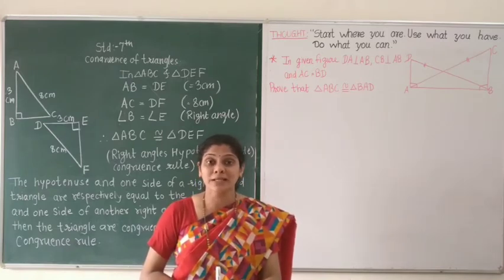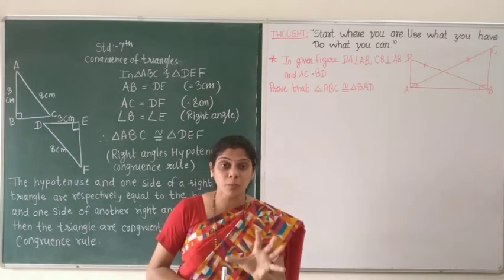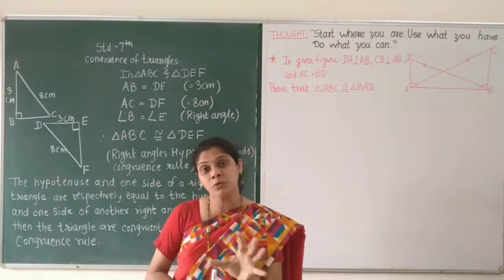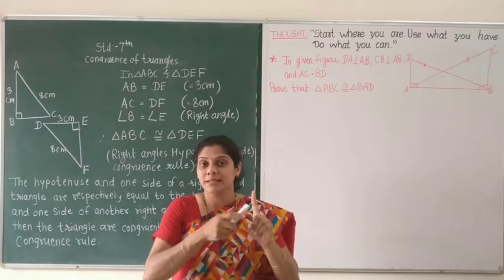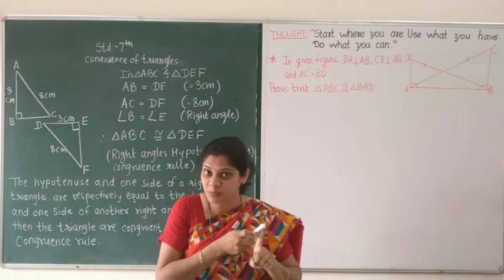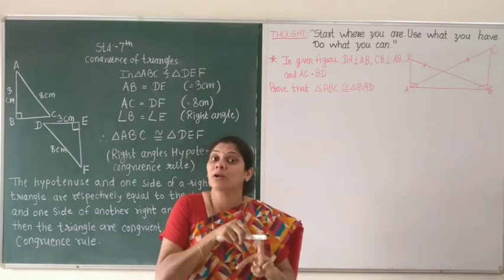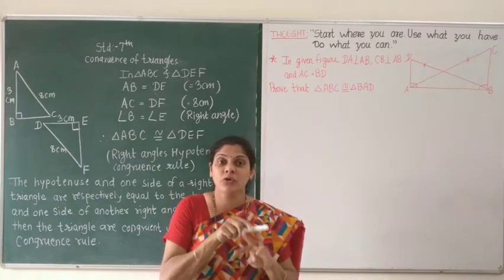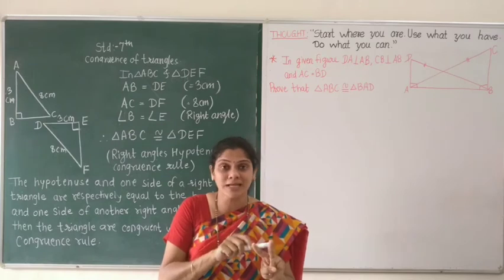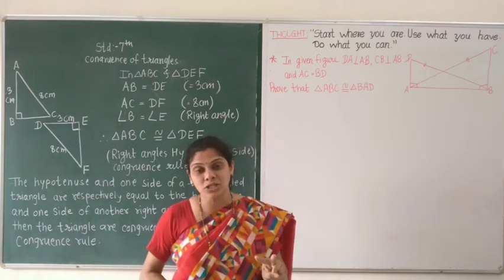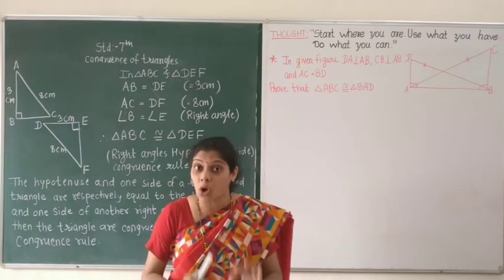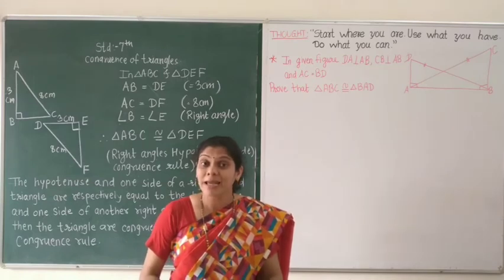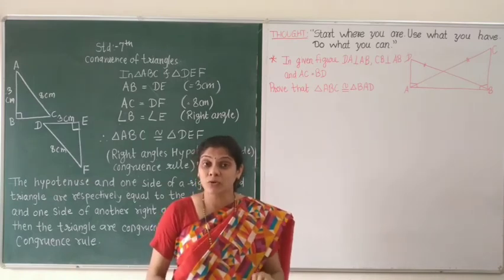So what are the main two points that we need while proving the RHS congruence rule? It is necessary that there must be a right angle, and the measurement of the hypotenuse and the measurement of any one side. If you have measurements of two sides and you try to prove the RHS congruence rule, it will be wrong. Okay? It is necessary that you have the measurements.